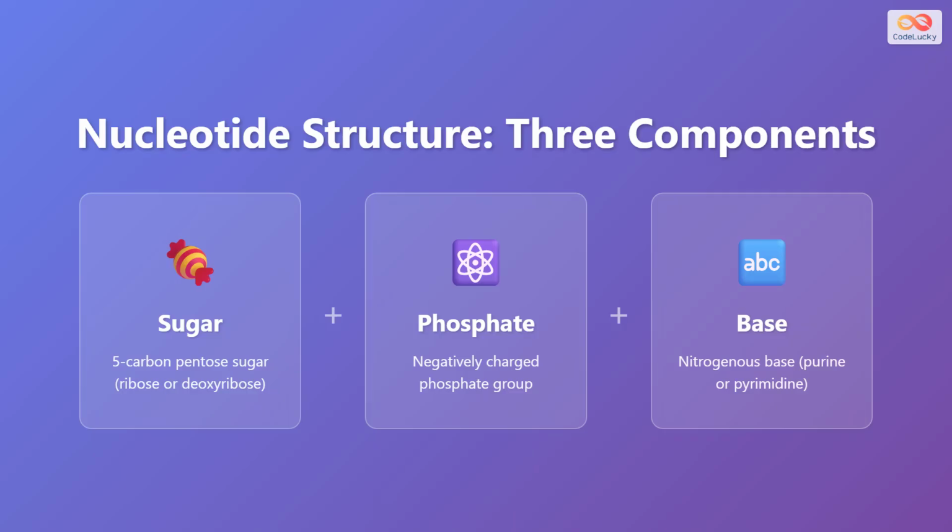Every nucleotide, the building block of nucleic acids, consists of three distinct components. First, there's a 5-carbon sugar called a pentose sugar, which can be either ribose or deoxyribose. Second, there's a negatively charged phosphate group that helps link nucleotides together. Third, there's a nitrogenous base, which comes in two main types, purines and pyrimidines. These three components work together to form the basic unit of all nucleic acids.